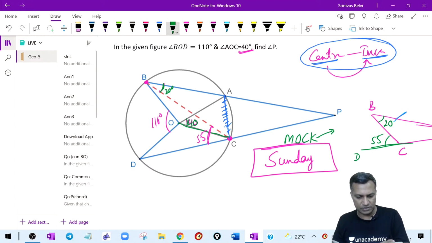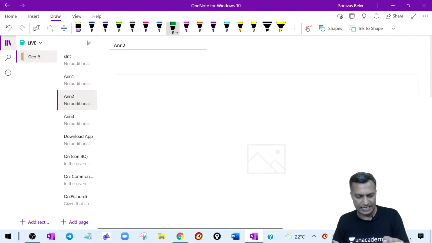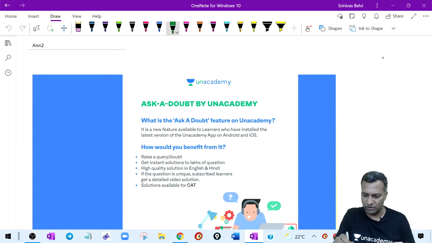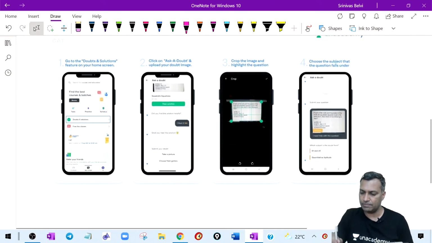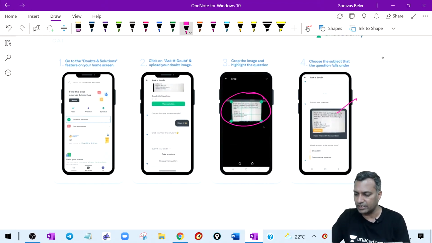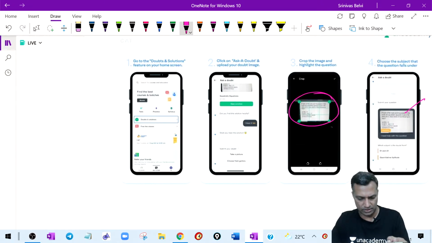A few announcements before we close, guys. If you are getting any doubts, please use the doubt platform. Sometimes on the groups, if some things are not getting addressed, please go ahead and ask a doubt. The Ask a Doubt feature is there on your Unacademy app. If it is not reflecting, please update the app. You will find this on your dashboard, and it is self-explanatory. Please cut it, paste it, and then somebody will answer it as soon as they can.